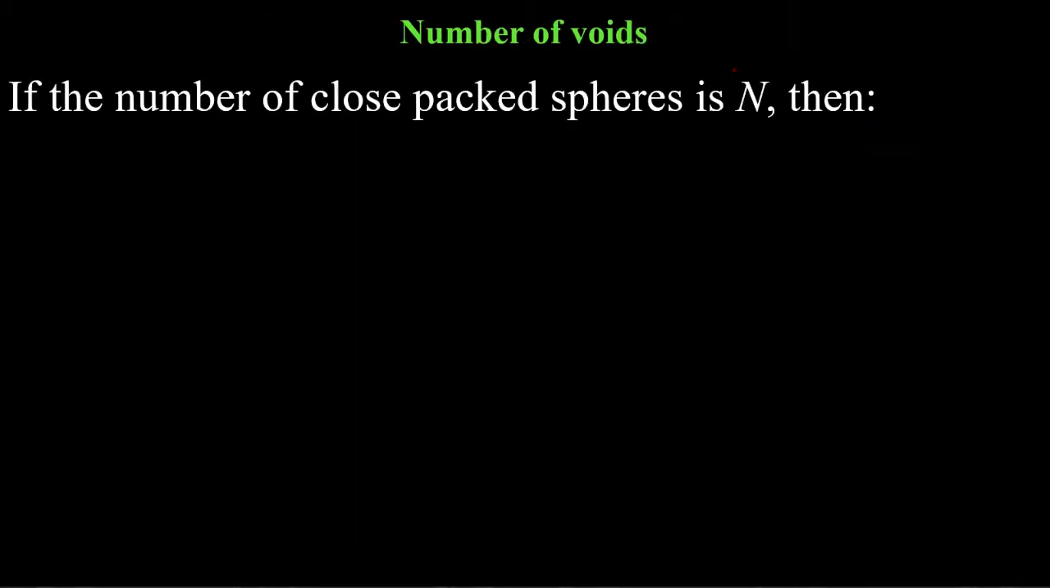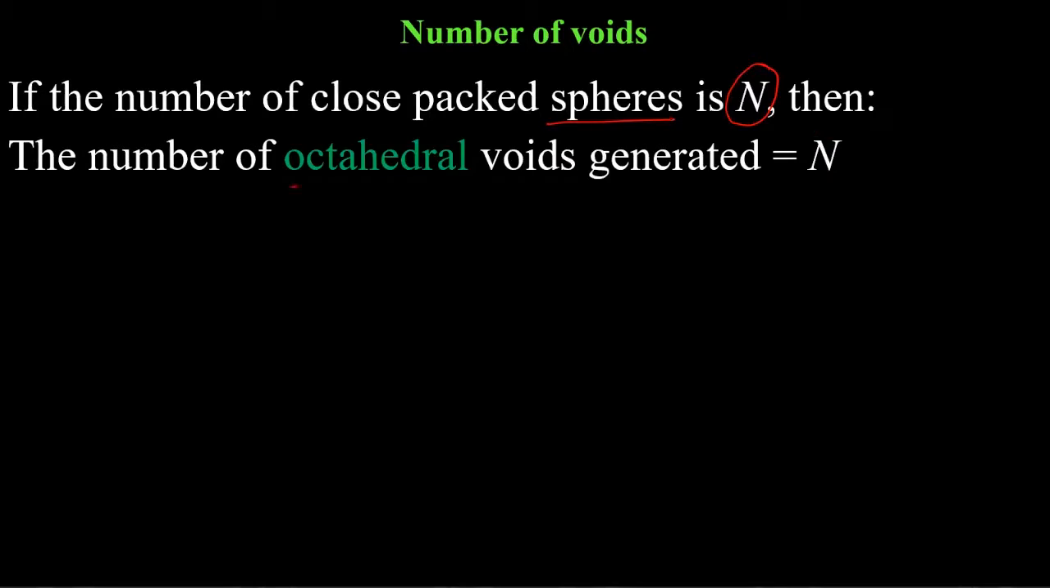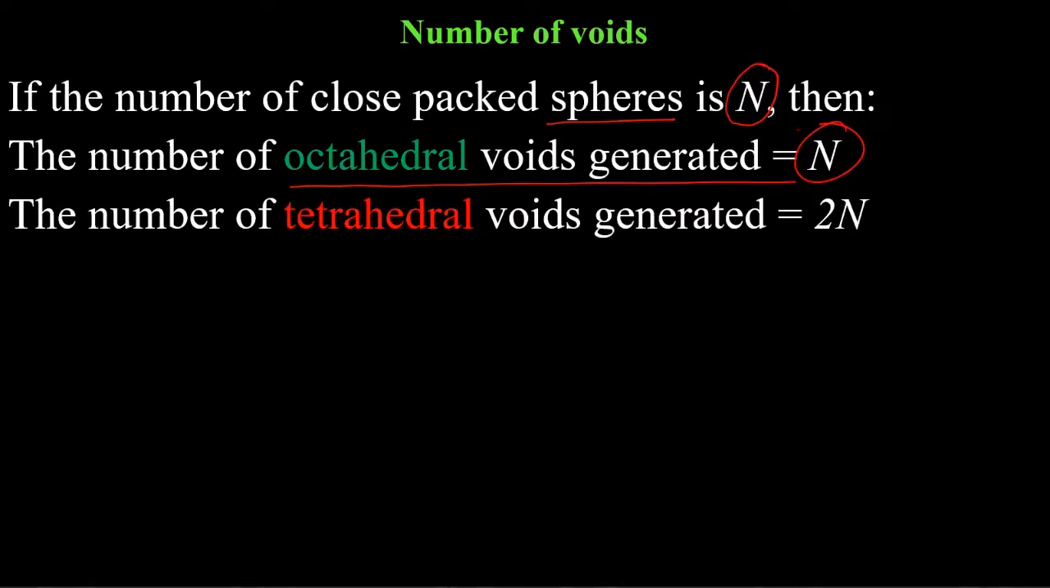If the number of close packed spheres is n, there is a relationship between how many tetrahedral voids and how many octahedral voids there will be. This is a fixed number if we know the total number of close packed spheres. So suppose there are n atoms. Spheres means atoms here. There are a total of n atoms. Then octahedral voids will be equal to n. Tetrahedral voids will be double of this, 2n.